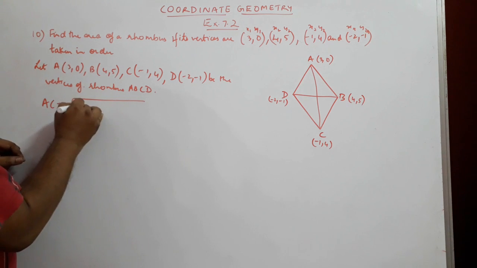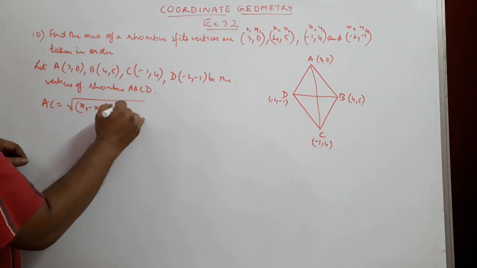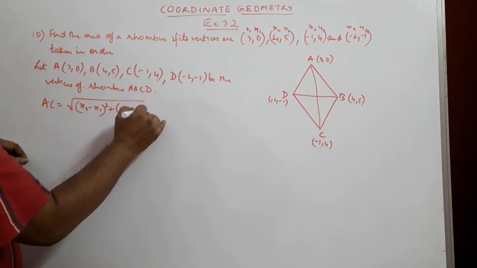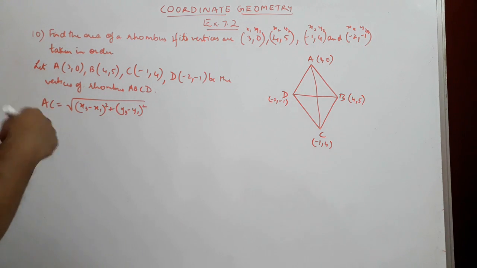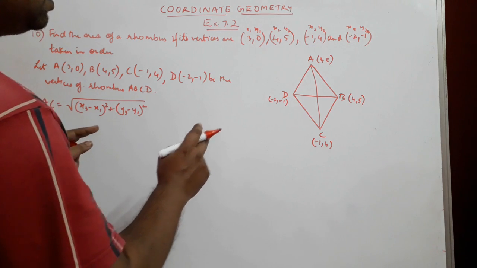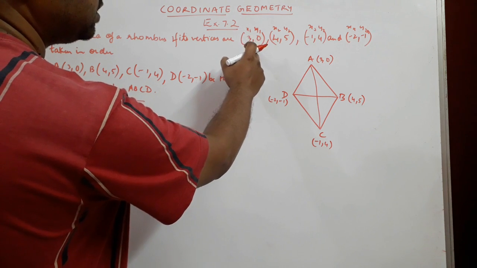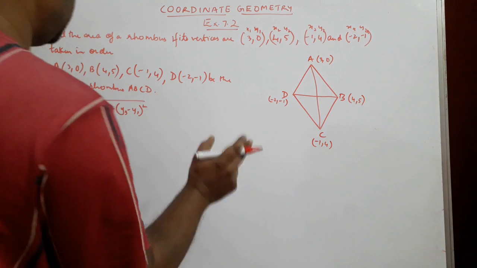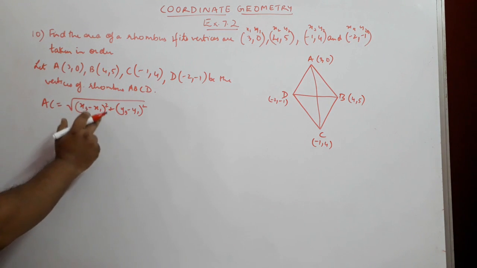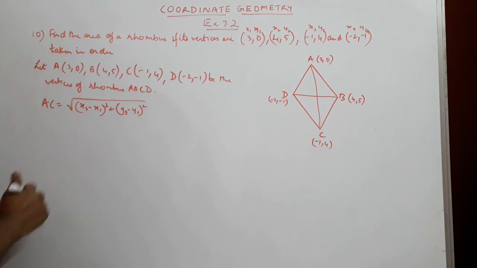So that would be square root of x3 minus x1 whole square plus y3 minus y1 whole square. Usually the formula is what? x2 minus x1 whole square plus y2 minus y1 whole square. That is if there are only 2 points. Here we have 4 points and we are looking to find the diagonals, which means here it is the first and the third point, alternate points. So that's why it is x3 minus x1 and not x2 minus x1.